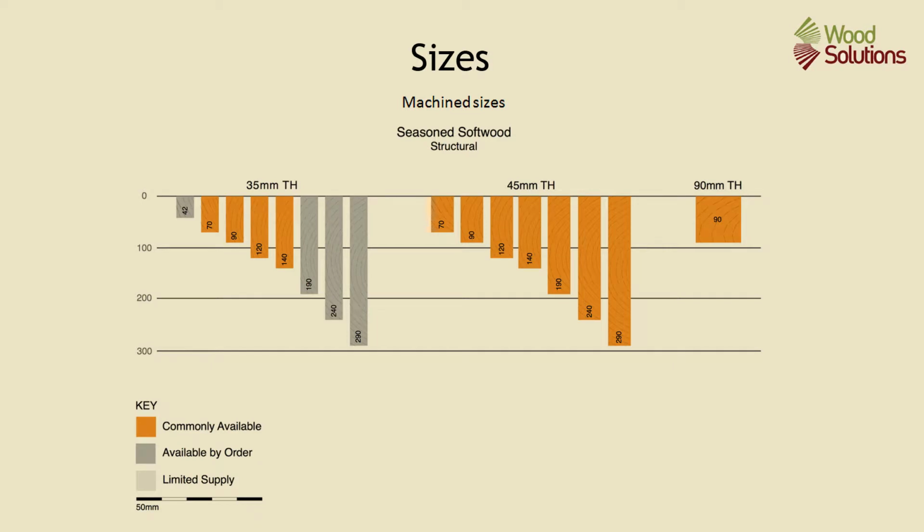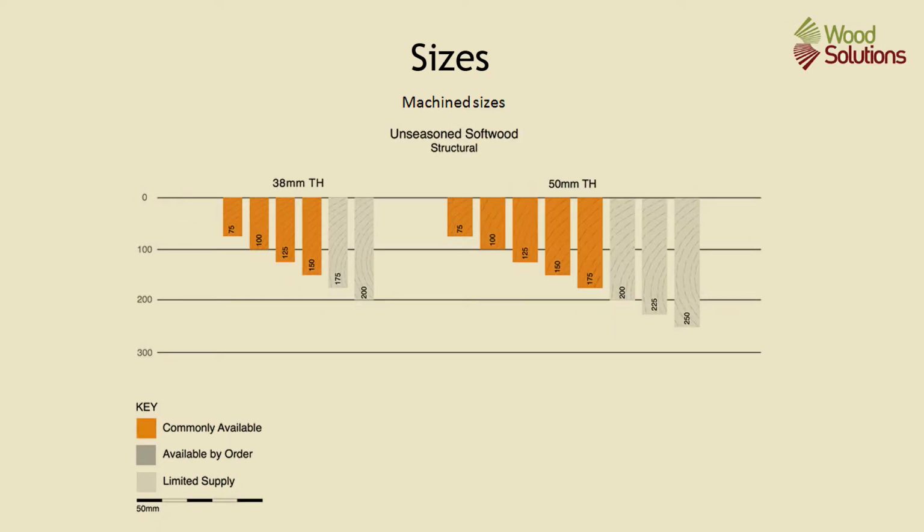Structural softwood sizes are generally standardised across Australian producers. The vast majority of the material is sold seasoned, with standard thicknesses of 35 and 45mm. Widths generally range from 70 to 290mm.